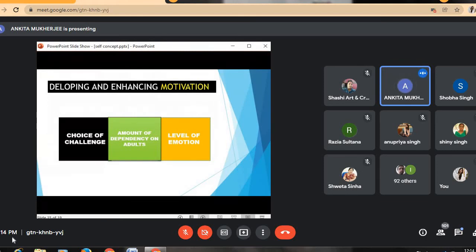Now, there are some factors that we will discuss. We will start with the choice of challenge. Choice of challenge is one characteristic of motivation. Children who experience success in meeting one challenge will become motivated.